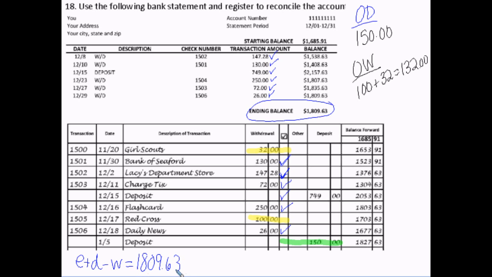Okay. I'm going to add my deposits, and I'm going to subtract my withdrawals. And I am going to get $1827.63. Needs to match. Matches so good.